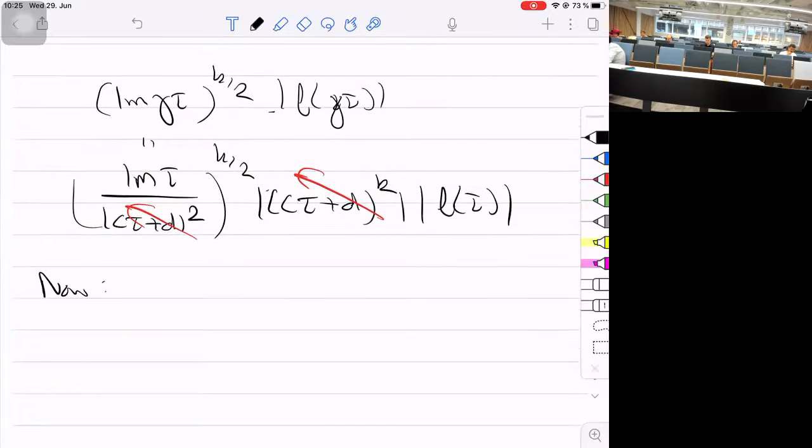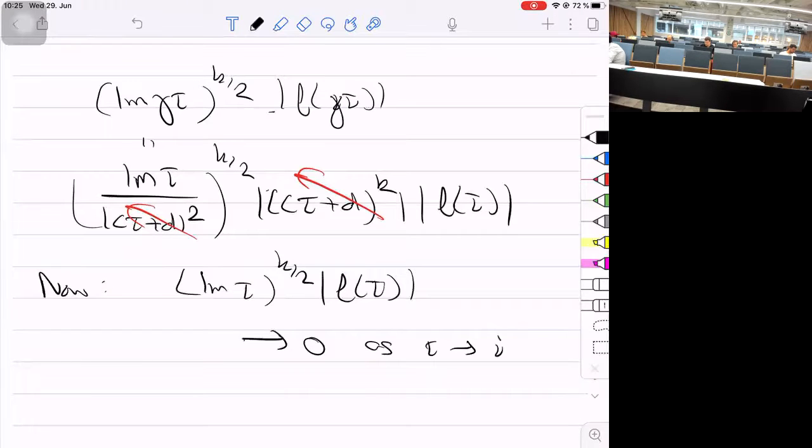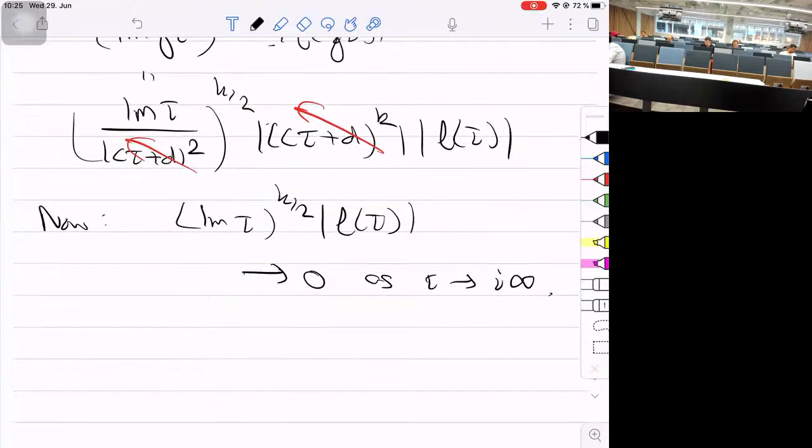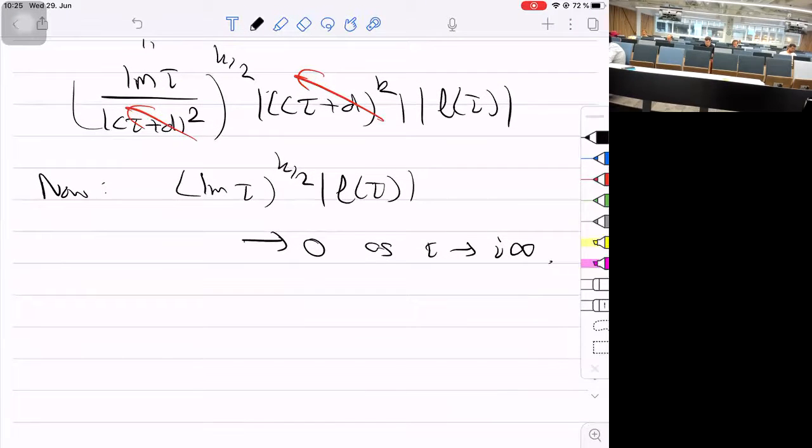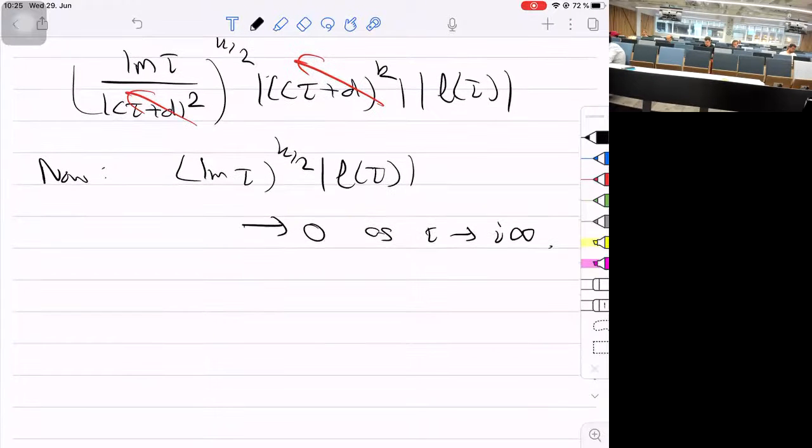So that's step one. Step two is to note that, well, step 2A is to note that this combination actually makes sense as tau goes to i infinity. It doesn't blow up, it actually goes to 0. And this is where we do need to use the cusp form behavior.